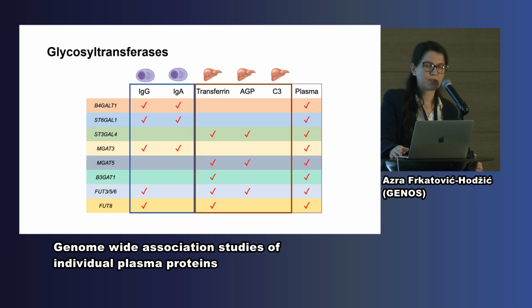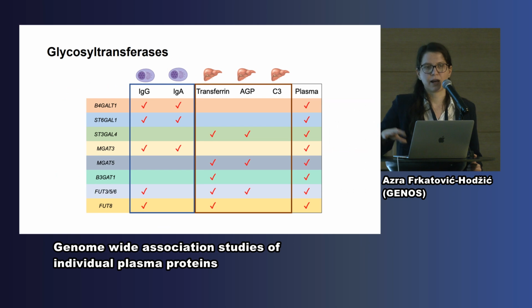And I think this is also very similar to what Professor Yuri has already shown. Here I also include the IgA GWAS results, because even though it was not done by our group but by the groups from TwinsUK and LUMC, it's important to clearly show that there is tissue-specific regulation of glycosylation. Here we see associations with B4GALT1 and ST6GAL1, which are found for IgG and IgA. However, these associations are lacking in other proteins.